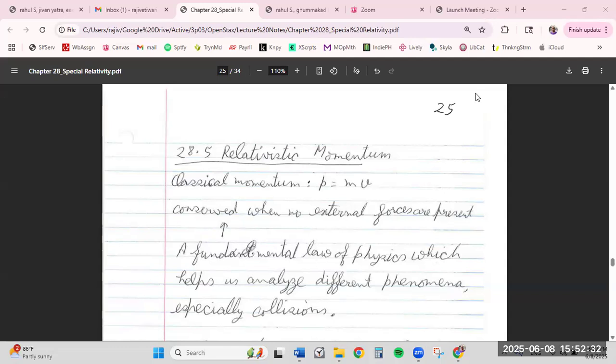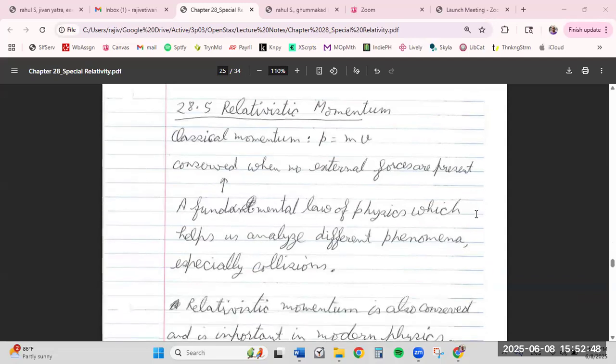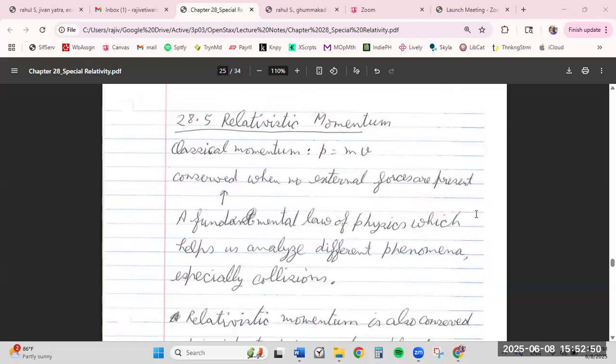In this section and the next one, we look at relativistic dynamics. And dynamics, you will recall, is the branch of mechanics that deals with things like momentum and energy. Now, in classical physics, momentum of an object of mass m, which is moving at a velocity v, is given by m times v. It's just the product of the mass and the velocity.